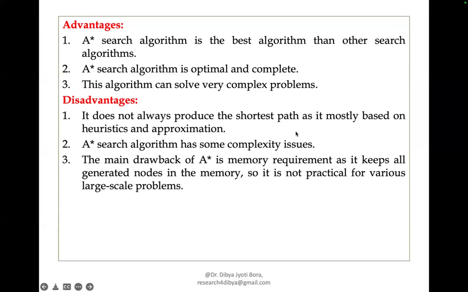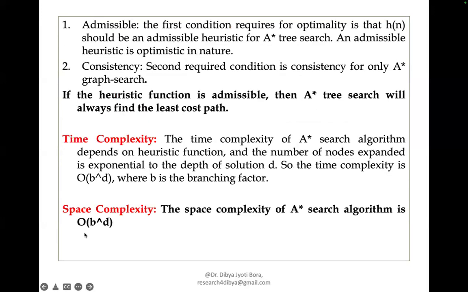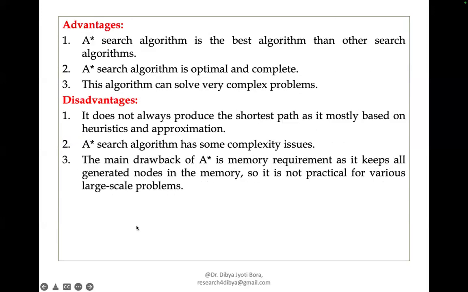We go B to the power D. अभी हमने देखा था big O B to the power D. That may be a large value if D is more, right? Also if B is more. The A-star algorithm has some complexity issues. You got it. The main drawback of A-star is the memory requirement as it keeps all the generated nodes in the memory. So it is not practical for various large scale problems.